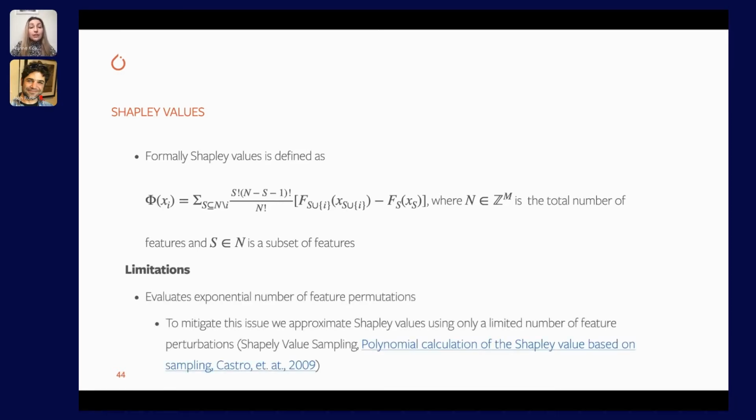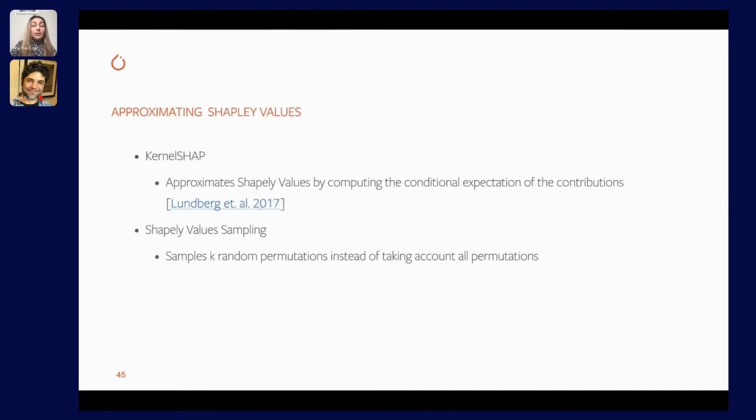So as you can imagine, this method has limitations. There is an exponential number of feature permutations. So how do we solve this problem? We solve it by approximating Shapley values instead of calculating exact Shapley values. There are methods called, for example, Kernel SHAP. Kernel SHAP approximates Shapley values by computing the conditional expectations of contributions instead of the marginal expectations. Shapley value sampling helps us sample random k permutations instead of taking into account all permutations.